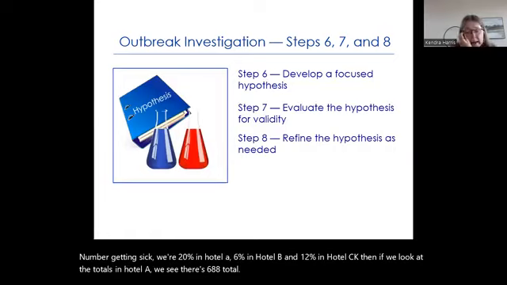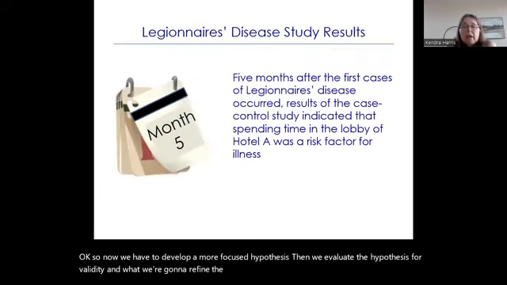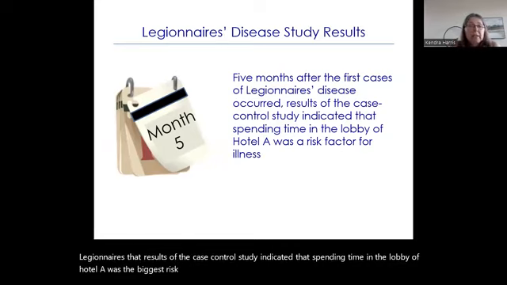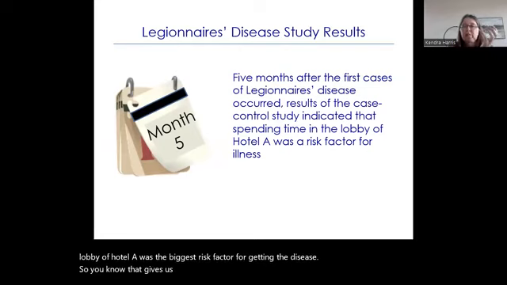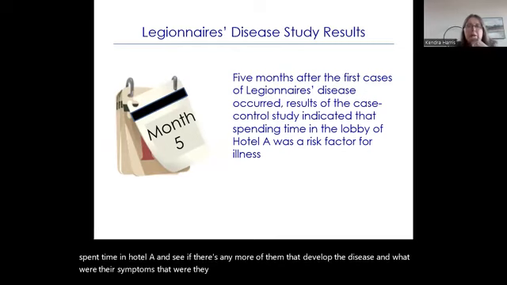Okay, so now we have to develop a more focused hypothesis. Then we evaluate the hypothesis for validity, and we're going to refine the hypothesis. All right, so 5 months after the first cases of Legionnaires, the results of the case control study indicated that spending time in the lobby of Hotel A was the biggest risk factor for getting the disease. So, that gives us more information. Okay, let's focus in on who those people were that spent time in Hotel A and see if there's any more of them that developed the disease. And what were their symptoms? Were they the same as the other ones, etc.?